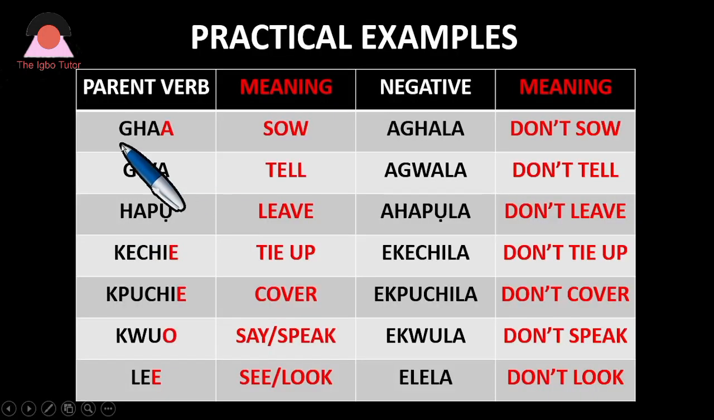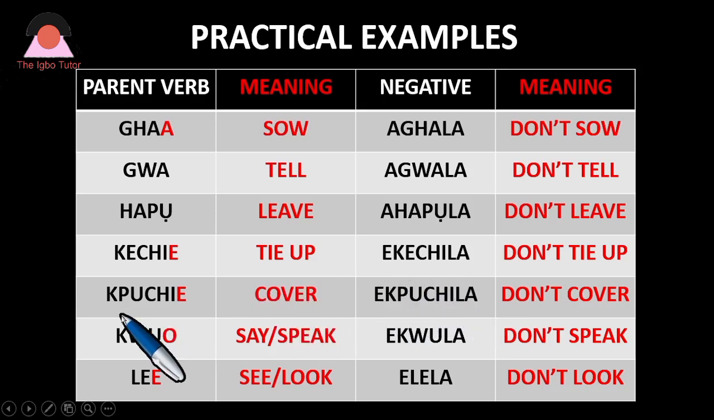Let's go on with this lesson. More examples. What do we have here? Ria, so. Negative, ayala, don't so. We have gua, gua, meaning tell. Negative instruction, aguala, don't tell. Move on, hapo, meaning leave. Negative, ahapola. We move on, kechie, meaning tie up, as we do for bags. Negative, ekechila, don't tie up.